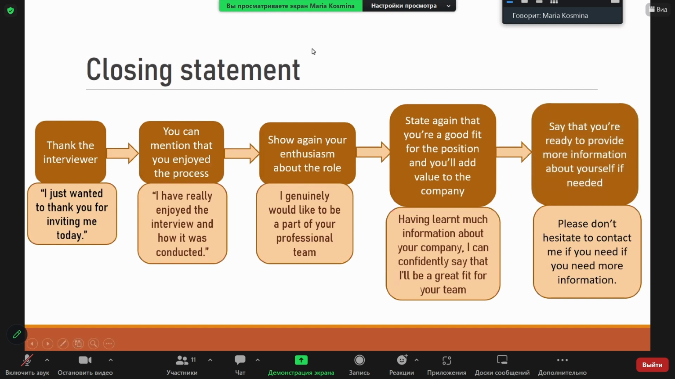So the answer would look like this, it's a sample. You can modify it, but you can stick to something like this. I just wanted to thank you for inviting me today. I really enjoyed the interview and how it was conducted. I would like to be a part of your professional team, and having learned much information about your company, I can confidently say that I'll be a great fit for your team. And please don't hesitate to contact me if you have any questions or need any further information about me.